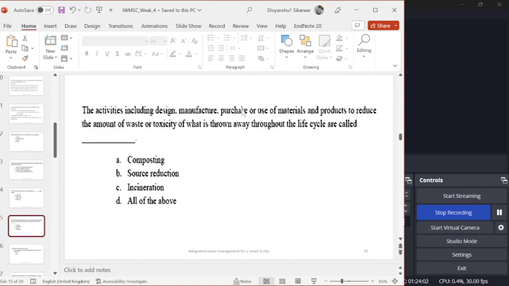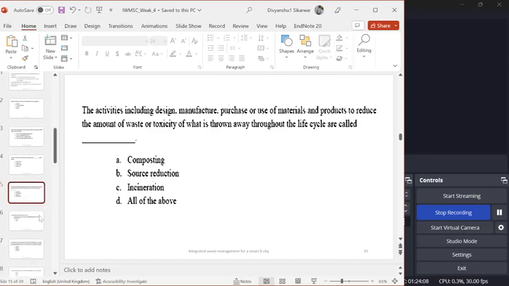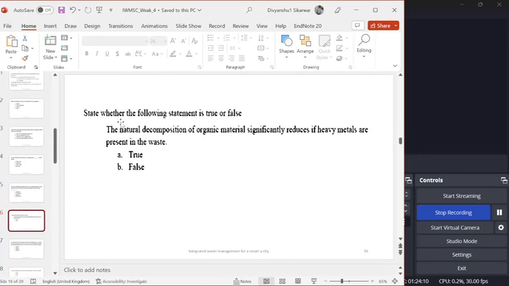Source reduction. Yes, source reduction is the correct answer. Next question: state whether the following statement is true or false. The natural decomposition of organic materials significantly reduces if heavy metals are present in the waste. False.